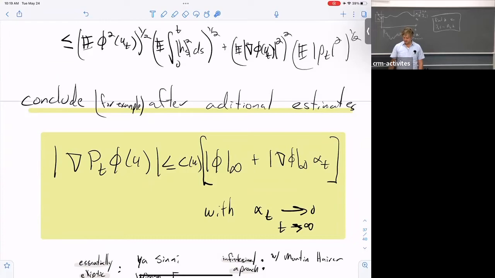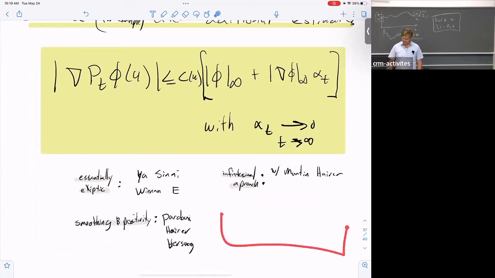I got distracted by a phone call. I meant to put, there's supposed to be another box there telling you where the other inequality is.